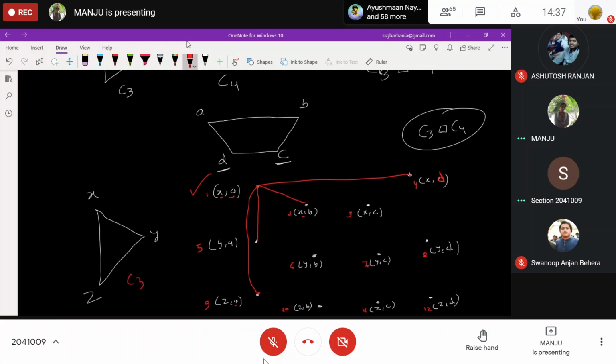Done, sir. Now similarly pick the second one. Is 2 adjacent to 3 or not? Yes, sir. The rest of the students can complete this graph.